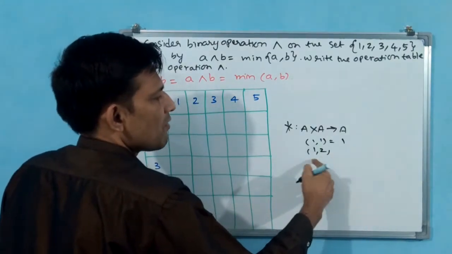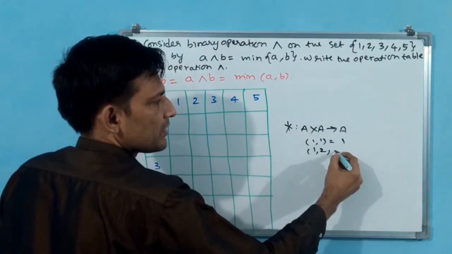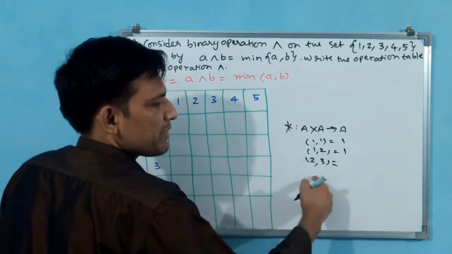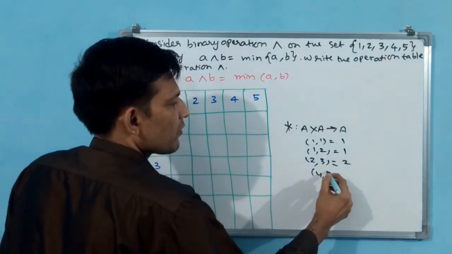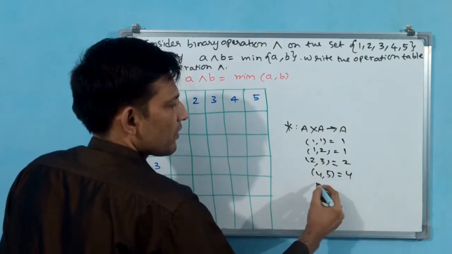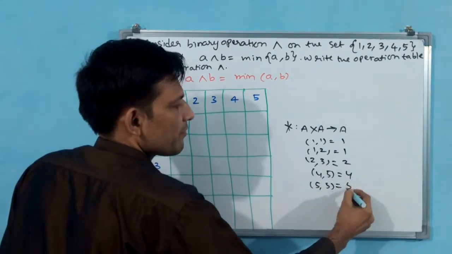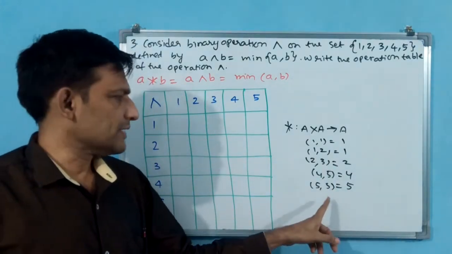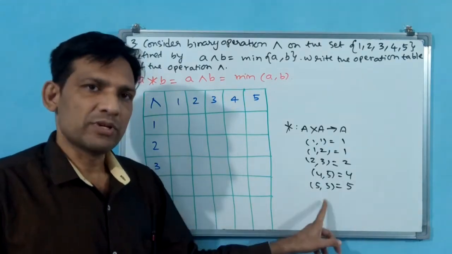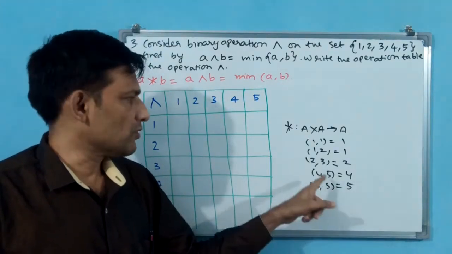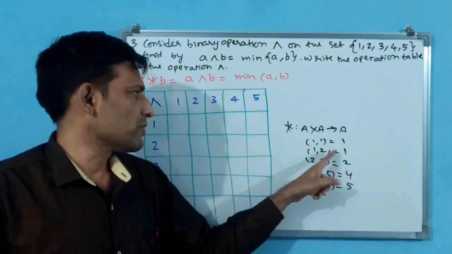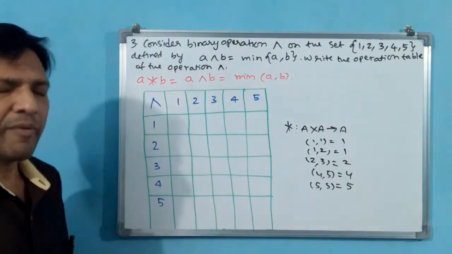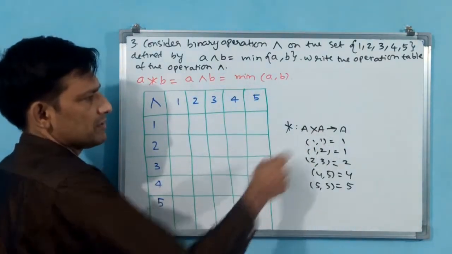If you take 1 2, what is the minimum? The minimum will be 1. If you take 2 3, what will be the minimum? 2. If you take 4 5, what will be the minimum? 4. If you take 5 5, what will be the minimum? 5. Why? Because if both are equal, min or max both are the same. That means if both are equal, you take any one, the same number. 2 3 means 2, 1 2 means 1, 1 1 means 1. Here this operation is min, the minimum number between two elements of A cross A.